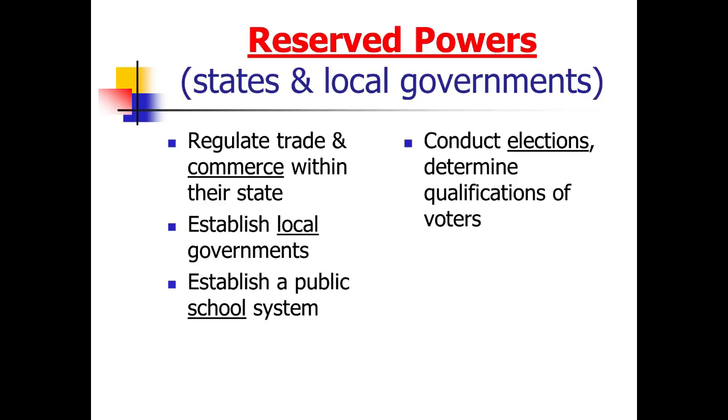The state can conduct elections and determine qualifications of voters under the federal guidelines for elections, for presidential, congressional, and senatorial elections, the national level elections. The requirement is age 18, not a felon, and a U.S. citizen. That's it. That's the only requirements. States can have more requirements or fewer requirements so long as they do not violate the Constitution.